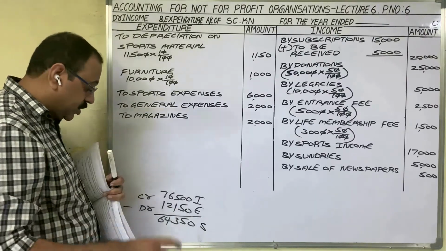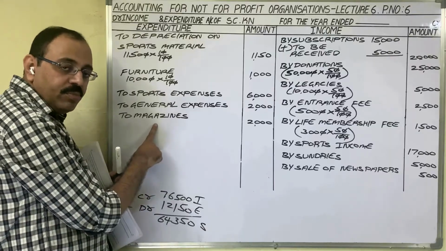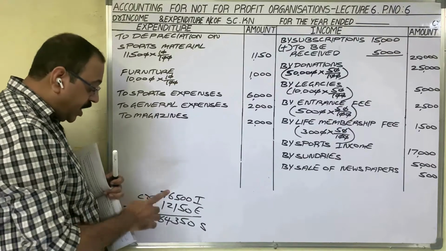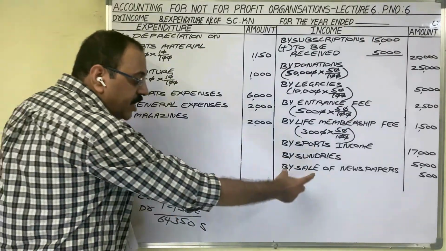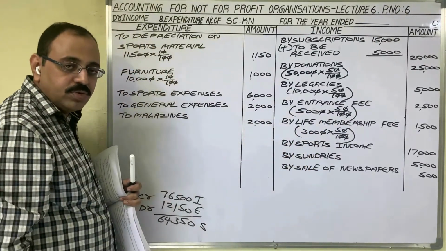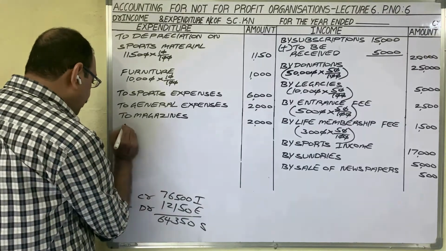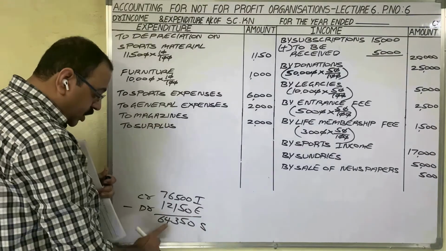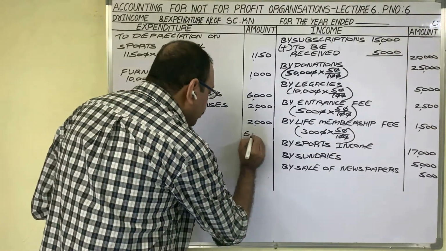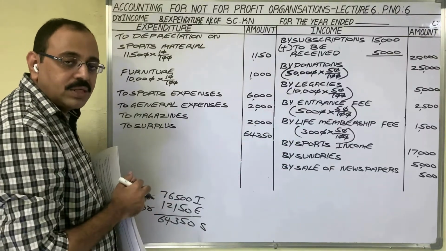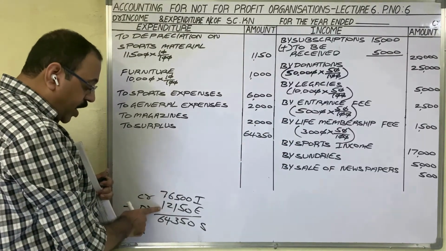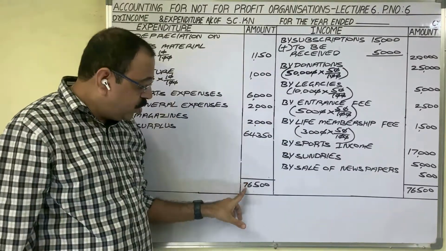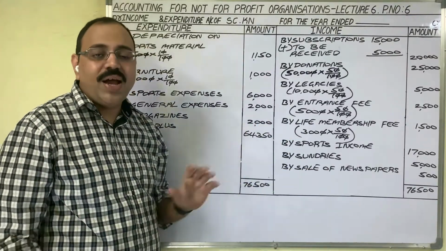If surplus comes, debit side we have to show that because debit total is less. If a deficit comes, credit total will be less. Then credit side you have to show that deficit amount. As surplus came on debit side, we will show that. To surplus 64,350. Then two sides put the totals. Total is highest value. Credit amount 76,500. Two sides we should write. So two sides total 76,500 rupees.